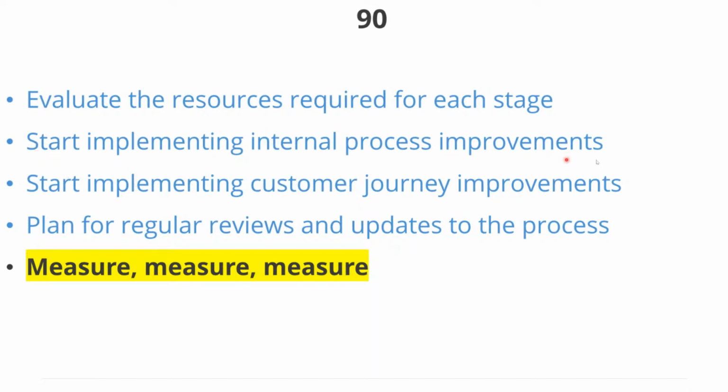You start implementing internal process, and you start implementing customer journey improvements. The reason I separate them is that even though they are both improvements, they're not the same. This is back office. This is actually customer facing, or rather the way the customer truly sees you. Sometimes we might have an improvement in the back office that the customer knows nothing about and doesn't really care about, so you need to decide where you want to invest cash.